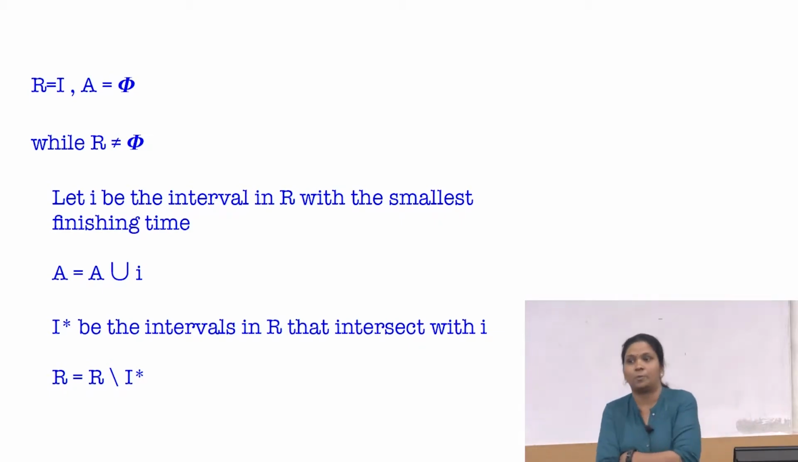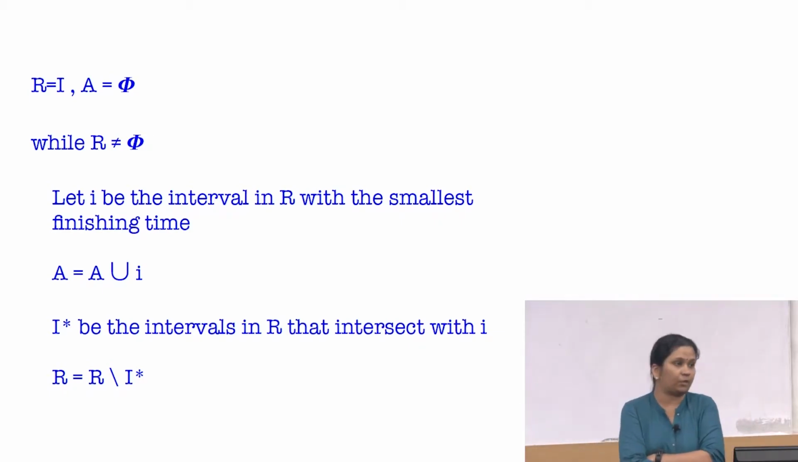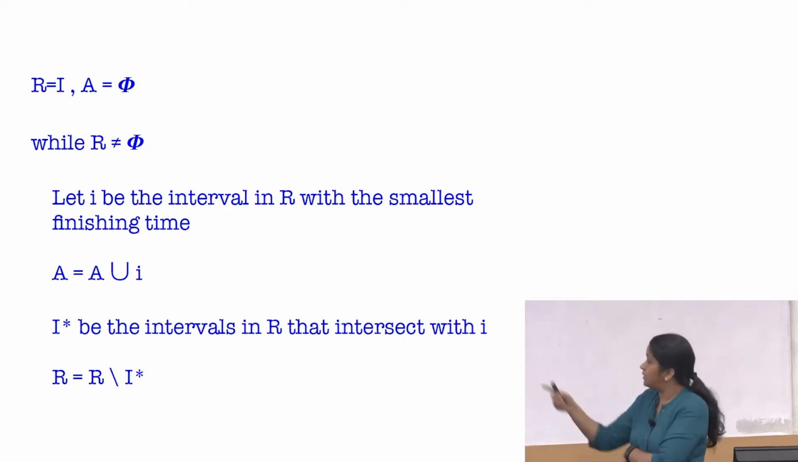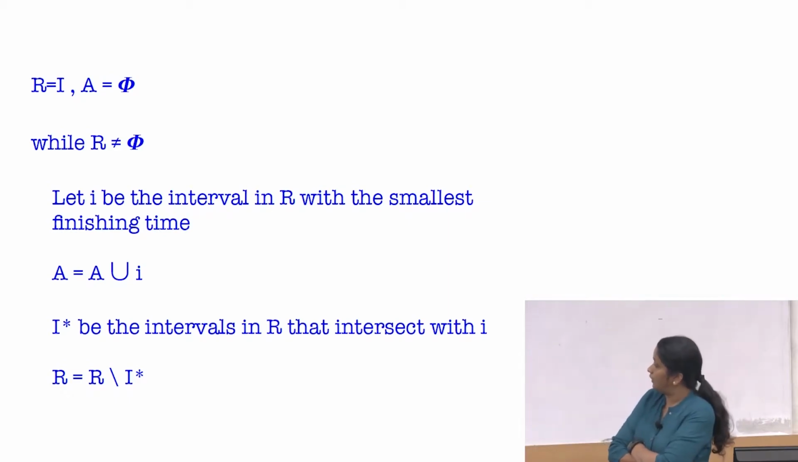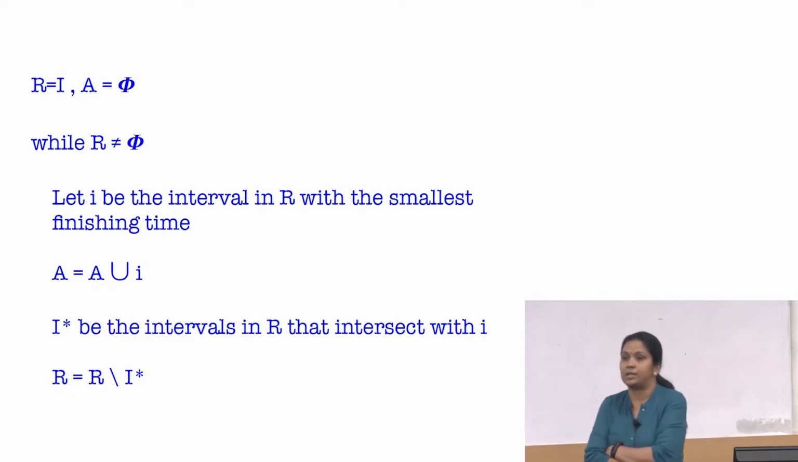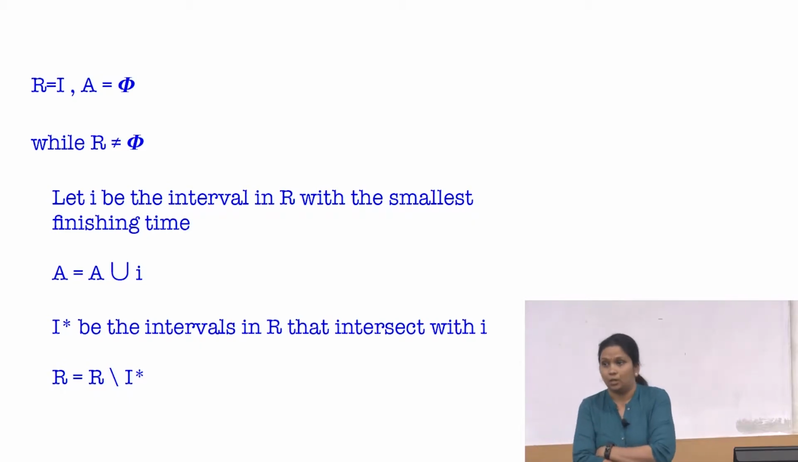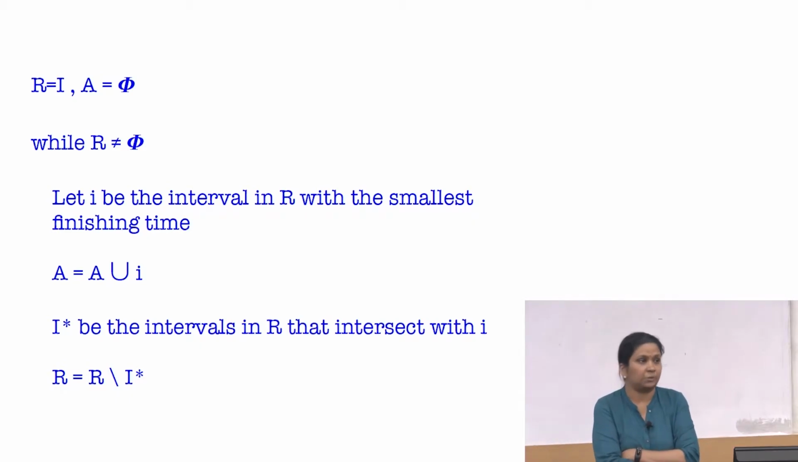So it's kind of a pre-processing. Sort all intervals by their finishing time. Then this step, finding the smallest finishing time, you can do in order of 1 time. Okay, and how will you find, for a given interval I, the intervals that intersect it, without comparing with every other interval?